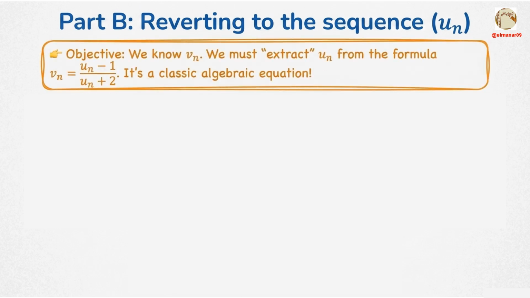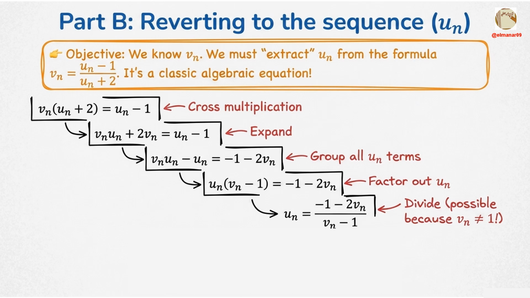We have the formula for Vn, but we really want to go back to our original sequence, Un. This is like unraveling a knot using algebra. We start with Vn equals (Un minus 1) over (Un plus 2). Step 1, cross multiply to get Vn times (Un plus 2) equals Un minus 1. Step 2, expand to get Vn Un plus 2Vn equals Un minus 1. Step 3, group all terms with Un on one side.